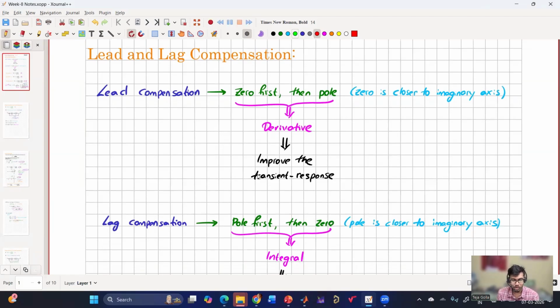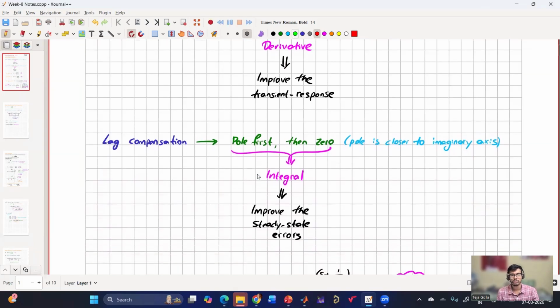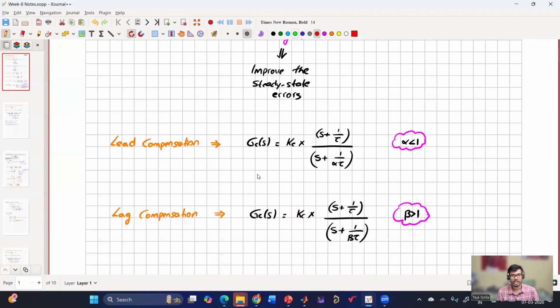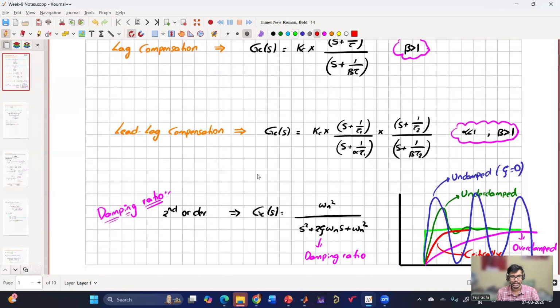And we'll be using lag compensation whenever we need to improve the steady state error. Why? Because the pole will come first, then the zero, which means the pole is closer to the imaginary axis, so it will have an integral effect, which will improve the steady state error. And lead compensation can be written by this transfer function where alpha will be less than 1, and lag compensation can be written as this transfer function where beta is greater than 1. And then lead lag compensation can be written as this, where alpha is less than 1 and beta is greater than 1, and we are designing both of them independently.